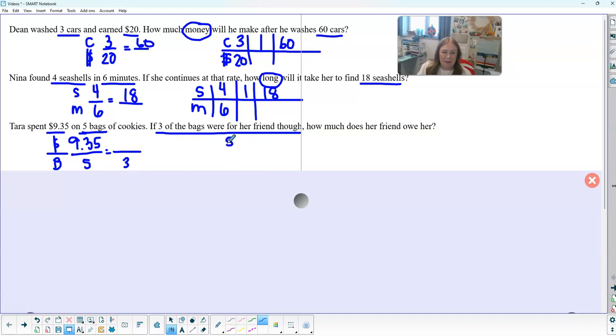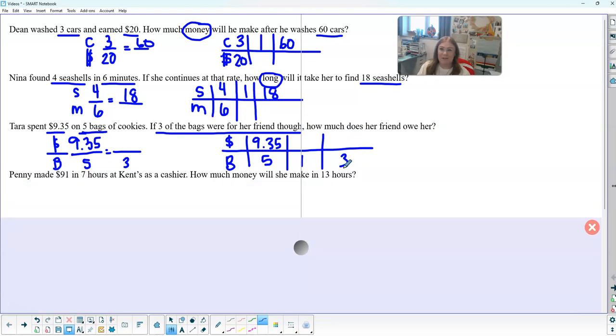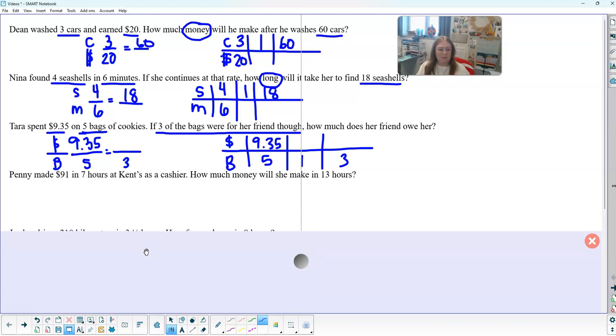We can also set it up with our chart. So we have money and bags. $9.35 for 5 bags. We need to find out how much is 1 bag. To get from 5 to 1, I divide by 5. Divide by 5, that will tell me 1 bag. But I now want to know 3, so now I times by 3. There's not a really nice way to get from 5 to 3 or 3 to 5, so we do want to apply it to the 1, or we can just skip that and go straight here, whichever way works for you.